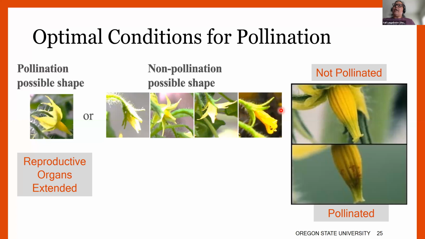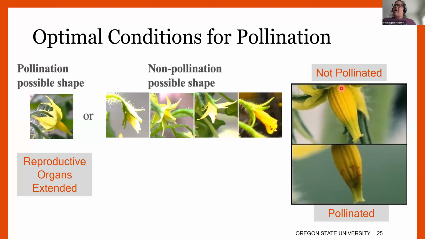You can also start looking at the flowers themselves to decode whether or not they have been pollinated. If a plant has been effectively pollinated, you'll start to see some darkening at the tip of the blossom before you start getting fruit formation.